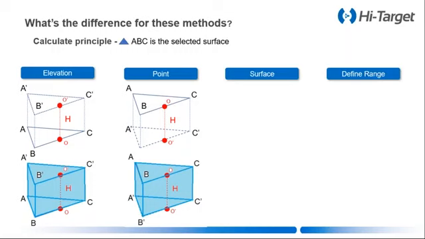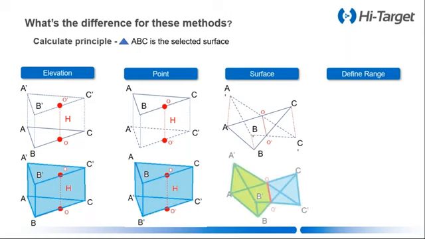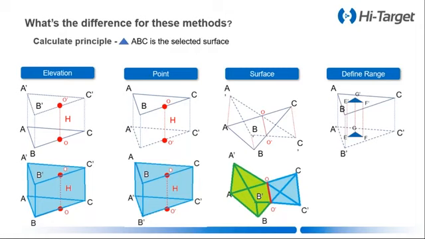And the reference surface. There are two surfaces, as we know. ABC is the selected surface. Now we add the reference surface, A point, B point, C point. So the volume is calculated as in the picture. The last one, define range. As you see, this will calculate the partial volume.